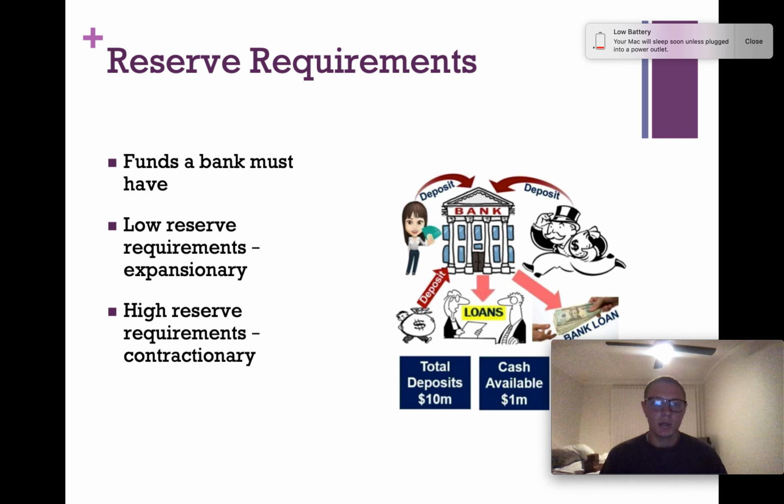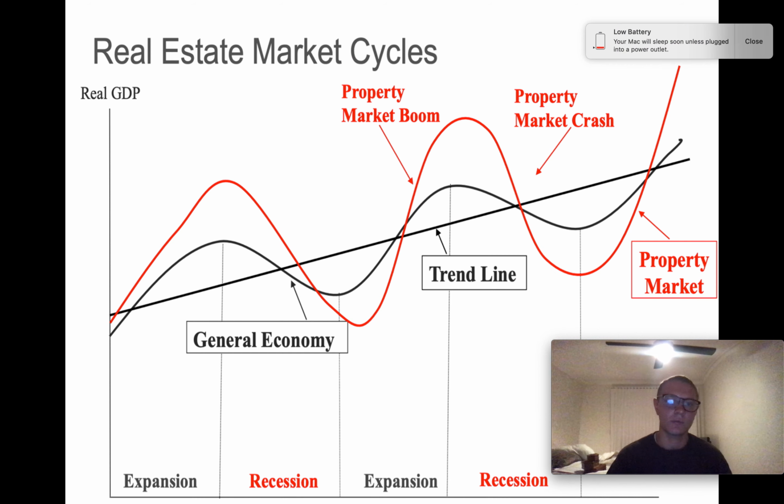Reserve requirements. These are the funds a bank must have at any given time. So, for example, if the reserve requirement is at 10% and a bank has total deposits of $10 million, the bank must have $1 million available at any given time, just in case of emergency withdrawals.